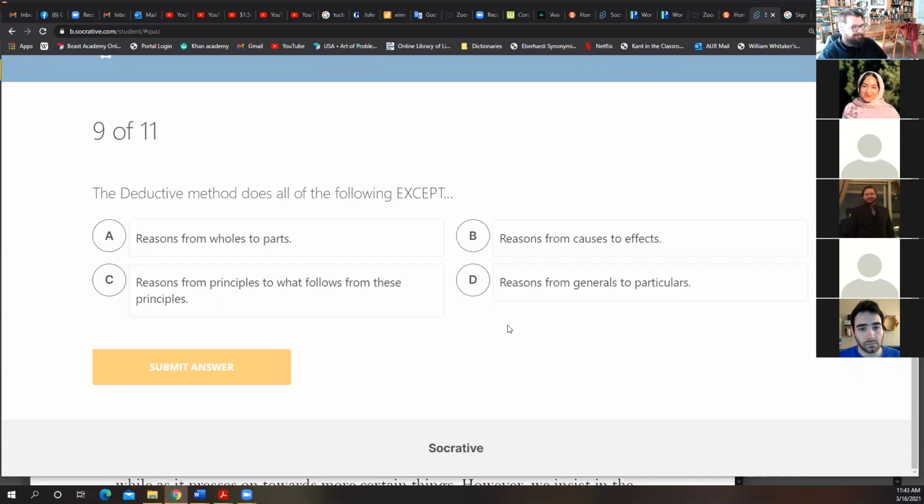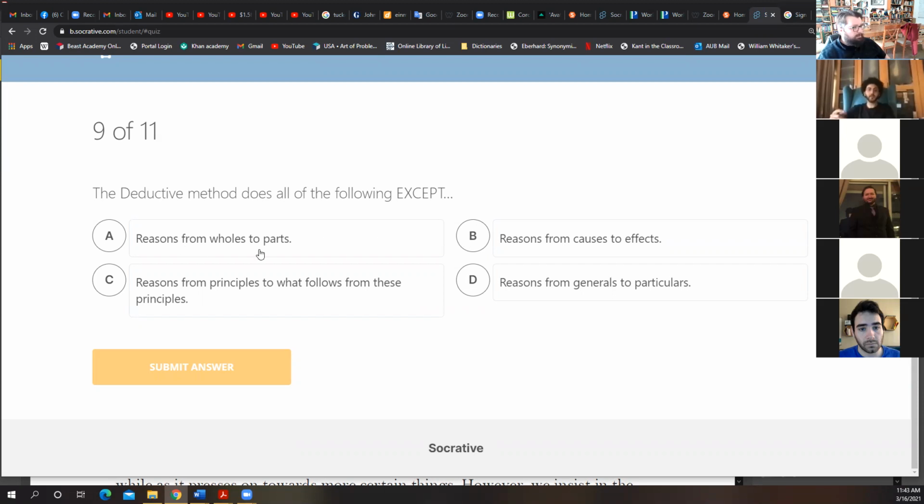Let me recheck. It's the second one. I think B. Yeah, B. From causes to effects. What do you think? I think so. So you're saying it doesn't reason from causes to effects. That is correct. Well, let's check the others.